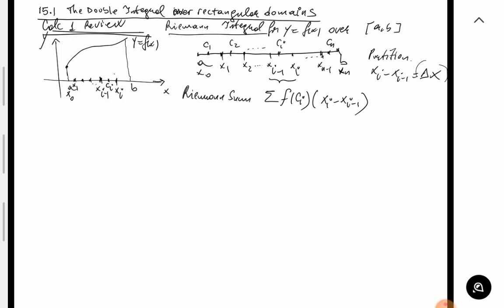Because in the case of a function of two variables, you will see that that is going to be replaced by an area of that piece. And then make a summation, right? In this case, from 1 to n. This is the so-called Riemann sum.